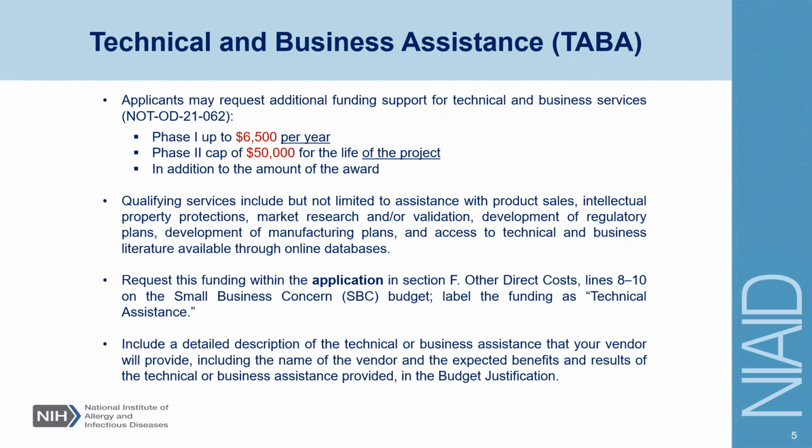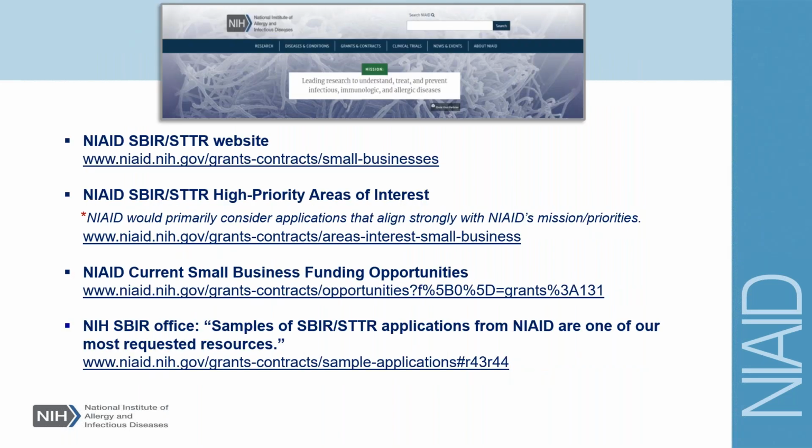You should always include a detailed description of the technical or business assistance that your vendor will provide, including the name of the vendor, the expected benefits and results of the technical or business assistance provided in the budget justification section.